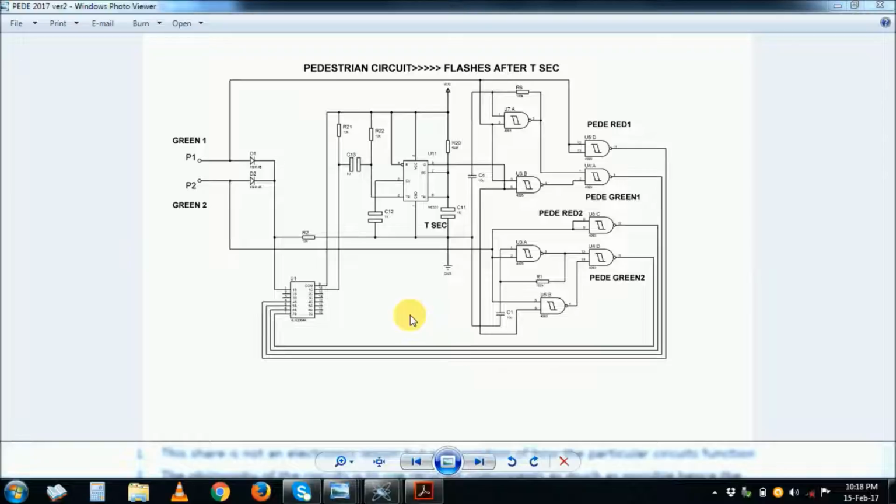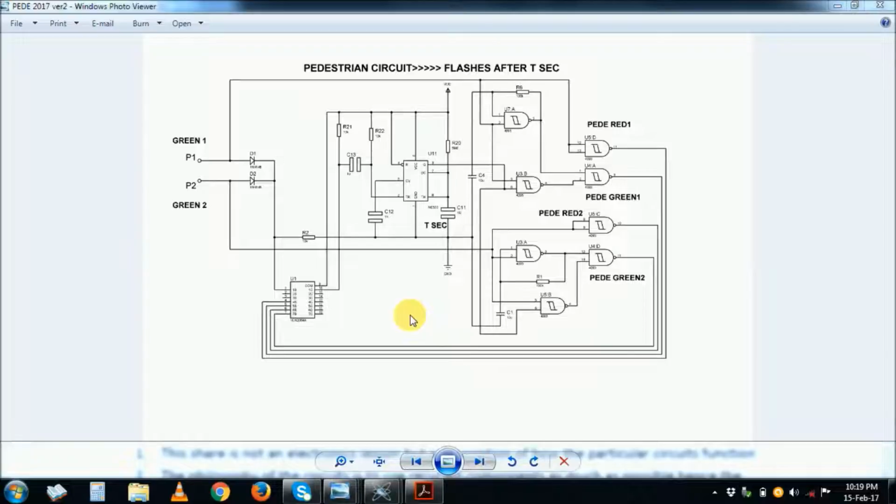Part 4 and final for circuit number 6, the traffic light controller using CMOS logic ICs, or you can use TTL logic ICs. This circuit is a pedestrian circuit. Normally you would have traffic lights with the pedestrian lights, but there are times when you do not install pedestrian lights, so that's why it is provided as a separate circuit.